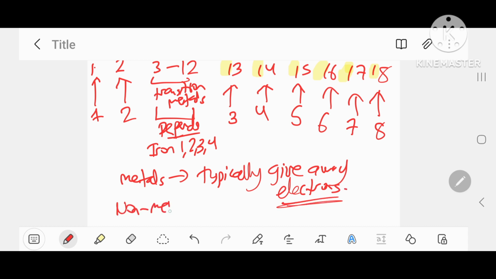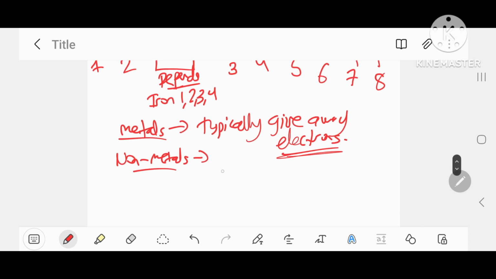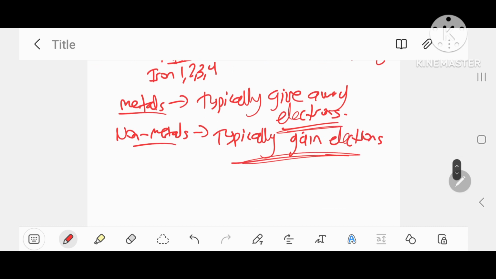Whereas non-metals, this is the fact of life, this is the fact of nature. It's how nature is built. Non-metals typically gain electrons. They like to gain electrons. And I'll explain why. It makes perfect sense from an intuition, train of thought, I should say.